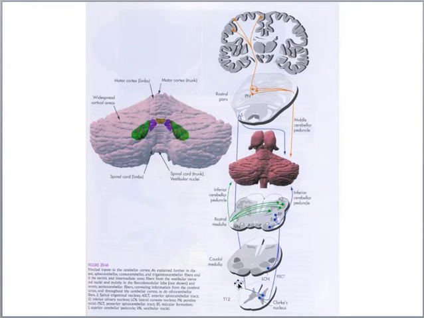The anterior spinocerebellar tract, originating from these anterior border neurons, they cross over, remember, to the contralateral side. They ascend, and they're going to enter into the cerebellum via the superior cerebellar peduncle. Then they're going to cross over, and they're eventually going to synapse within the vermis.